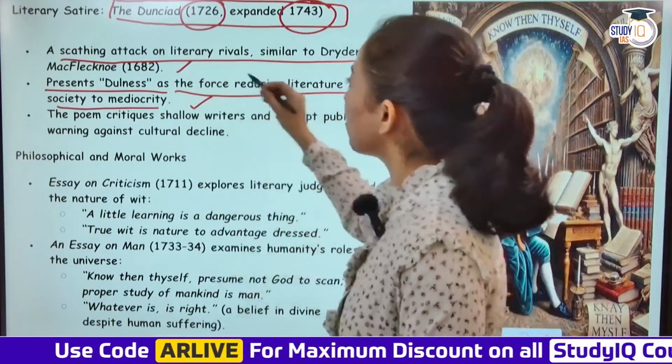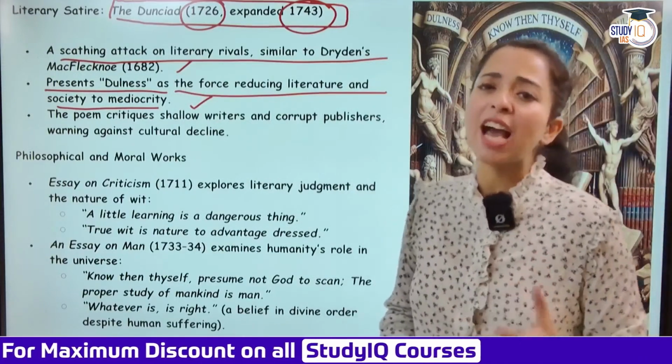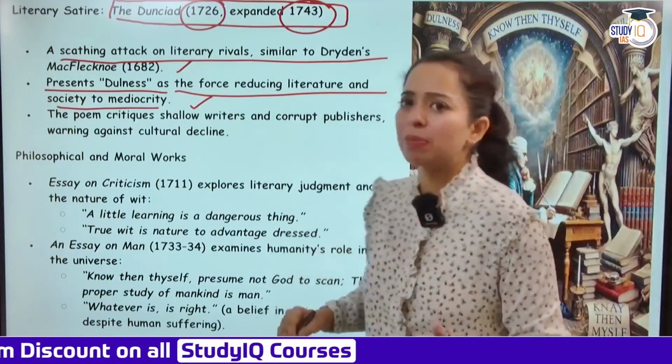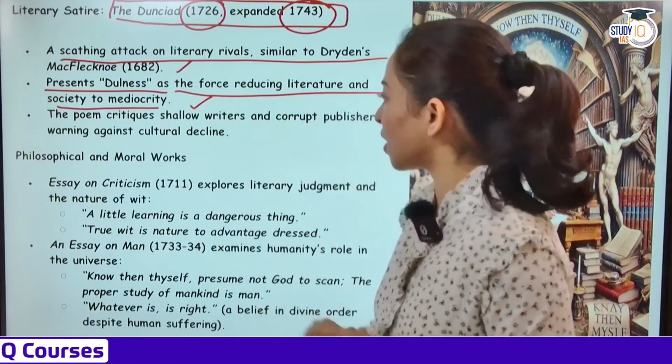So he presents dullness as the force reducing literature, and the poem criticizes shallow writers. Okay, so जैसे Colley Cibber है, Theobald है, Lewis Theobald है, इन लोगों को क्रिटिसाइज किया है Dunciad में.